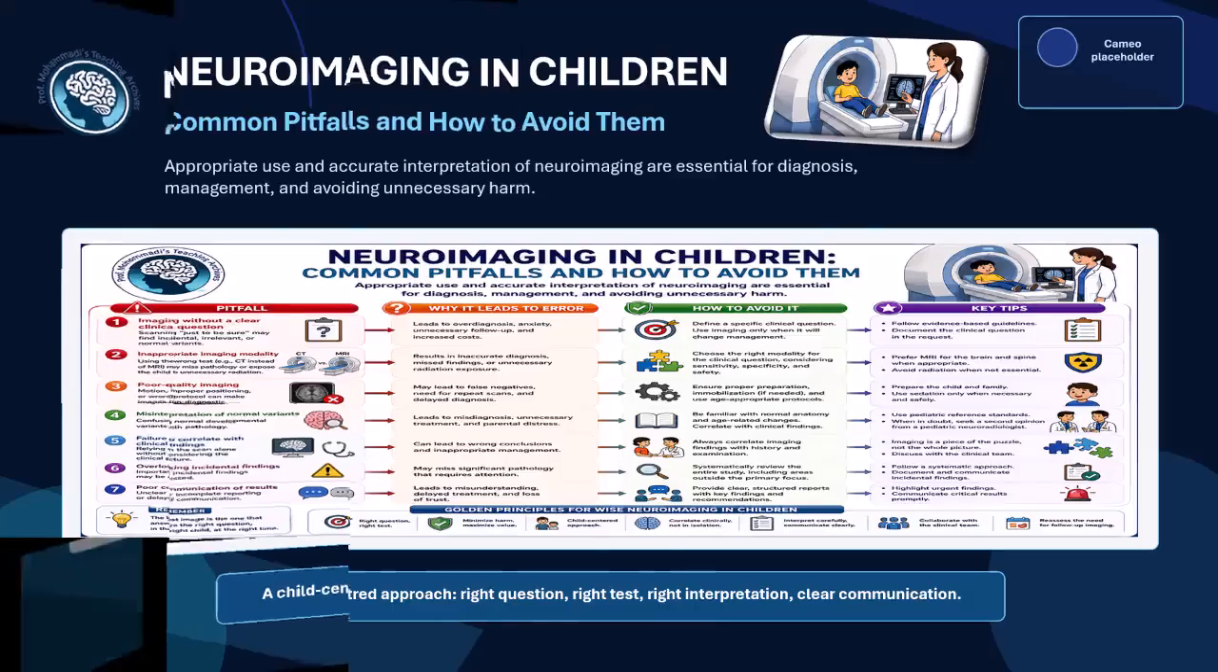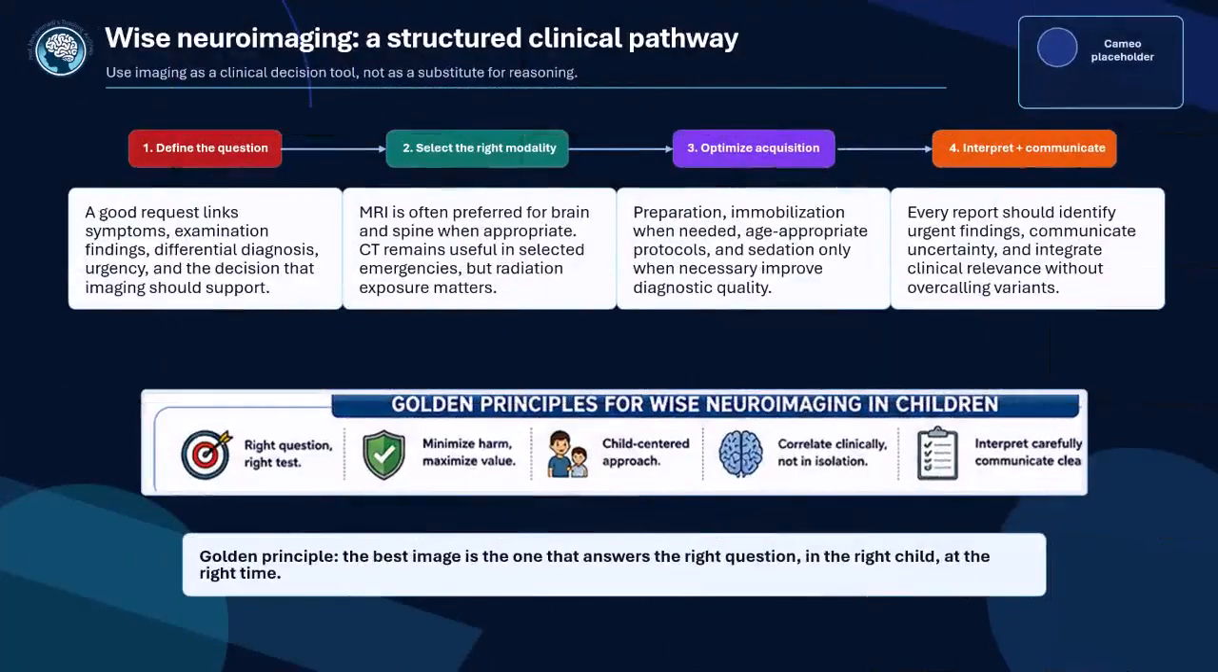Next slide, please. A structured approach to neuroimaging begins before the scan is ordered. The first step is to define the clinical question clearly. We should ask, what are we trying to confirm, exclude, or clarify? And how will the result change management? The next step is choosing the right modality. MRI is often preferred for the brain and spine when clinically appropriate, while CT remains important in selected emergencies where speed is essential. However, radiation exposure should always be considered carefully in children.